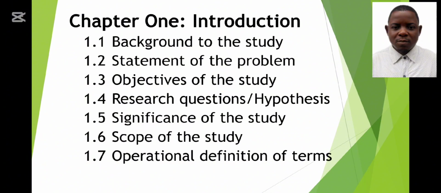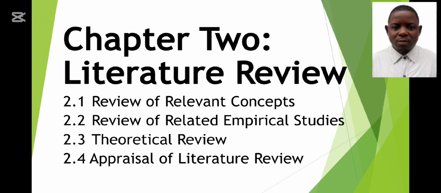Then chapter 2. A template usually should be divided into 5 chapters. So chapter 2 is called literature review, under which 2.1 we have a review of relevant concepts, 2.2 review of related empirical studies, 2.3 theoretical review, and 2.4 appraisal of literature review.